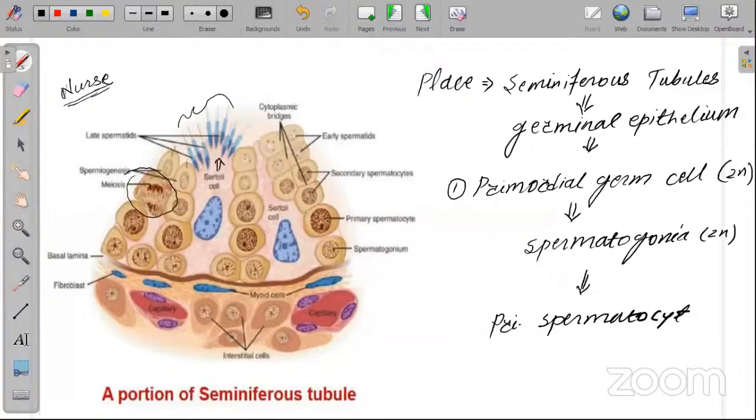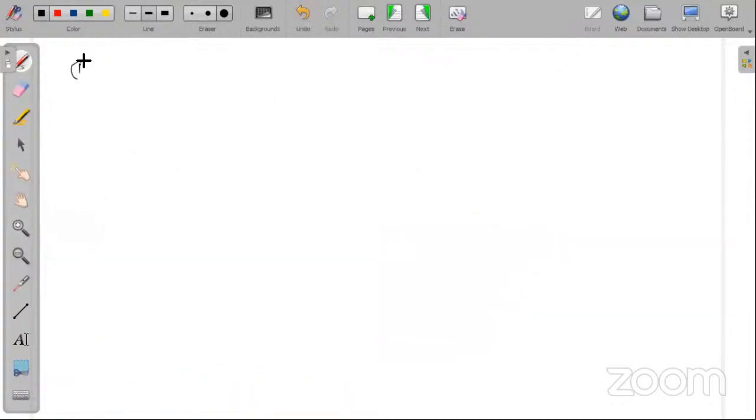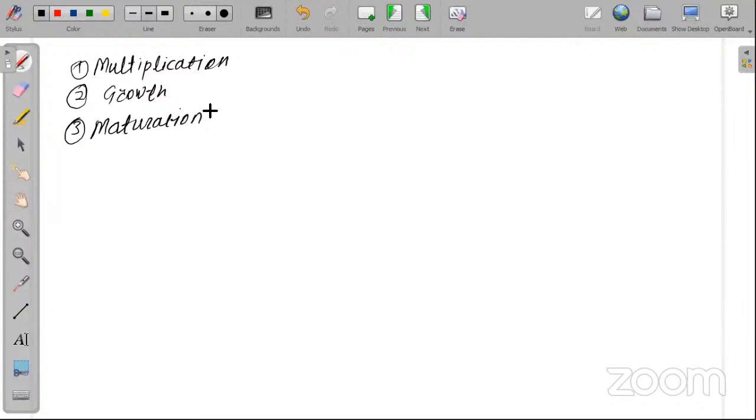Spermatocyte. So this is the journey up to the primary spermatocyte, but there are different phases, and these phases are known as the multiplication phase. I am writing the multiplication phase. The next phase is the growth phase, and next is the maturation phase. Then what happens in the multiplication phase?